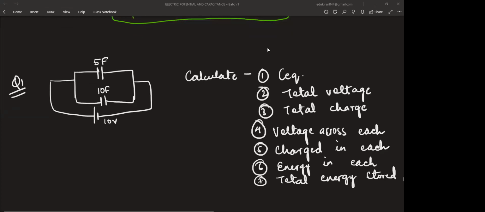Till now, the first part only Yaya could answer. How is this possible, class? 5 is this, 10 is this. In parallel combination, you just add them. So 10 plus 5, 15. The first part should have been answered by all of you. C equivalent is C1 plus C2, which is 5 plus 10, which is equal to 15 farad.